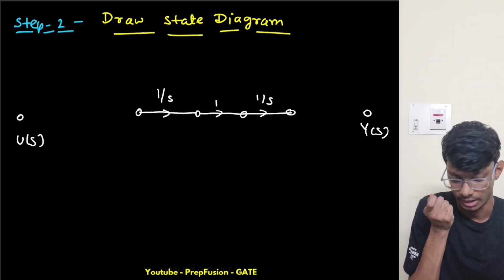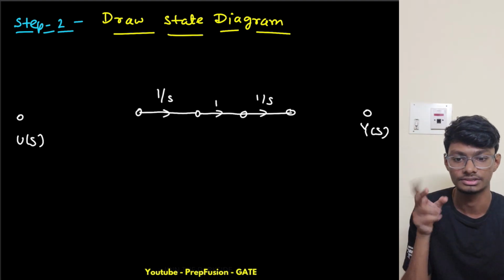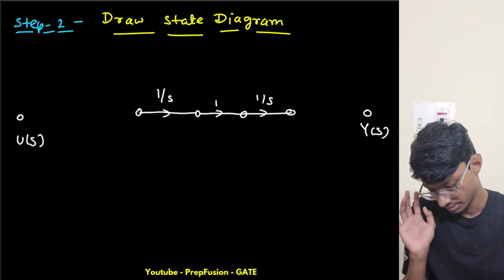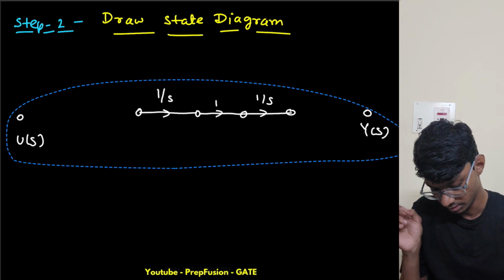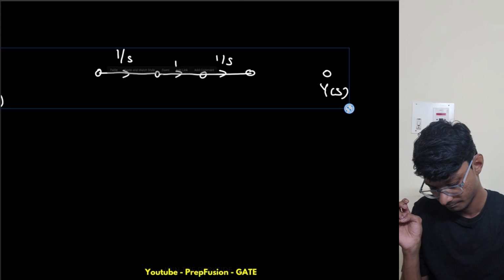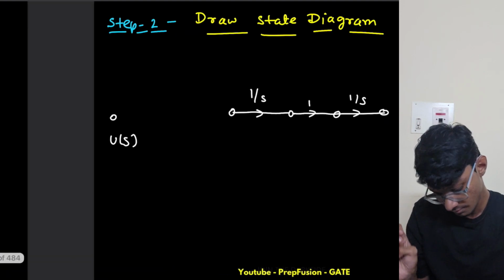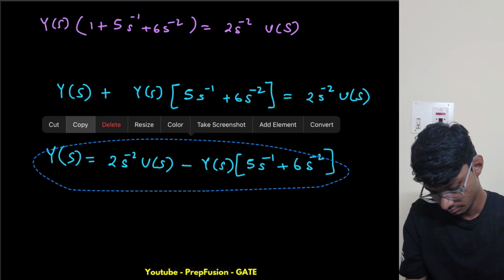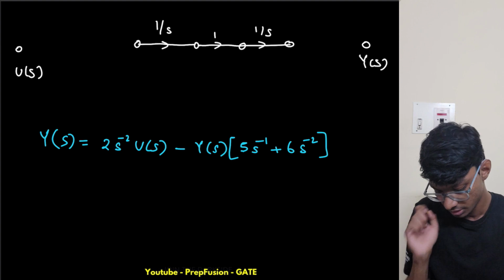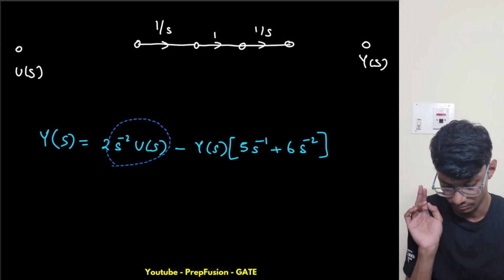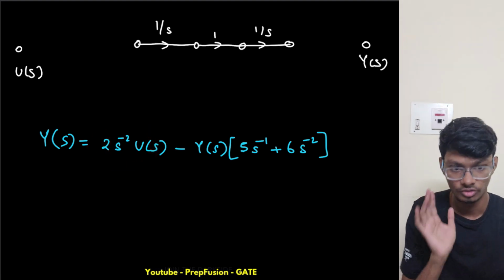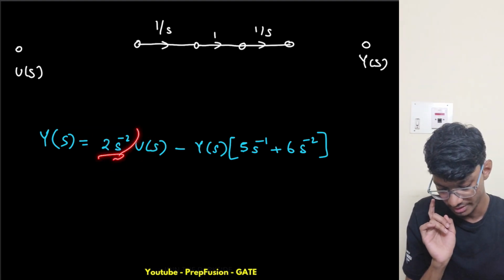Now I have to write the relation between input and output. So first thing is I will copy this again. Copy this and write that equation. Take that equation also. If I take this equation, what do I see? First I will write in terms of u of s only. So in terms of u of s, I have 2s inverse times u of s.